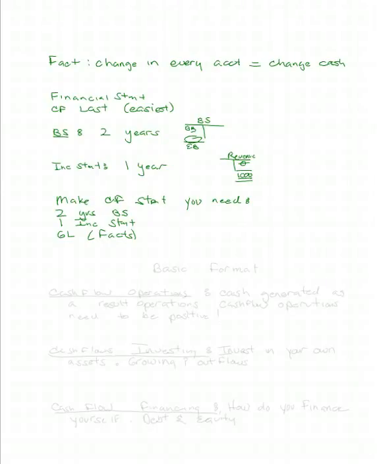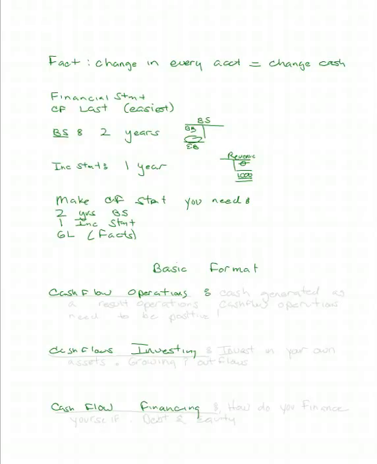I want to do one more thing with you. I want to develop a little terminology. What is the basic format of the cash flow statement? Well, we're going to look at cash flows from operations. We're going to look at cash flows from investing. And we're going to look at cash flows from financing. Lots of times they say activities. I want you to have a little understanding of what they are.